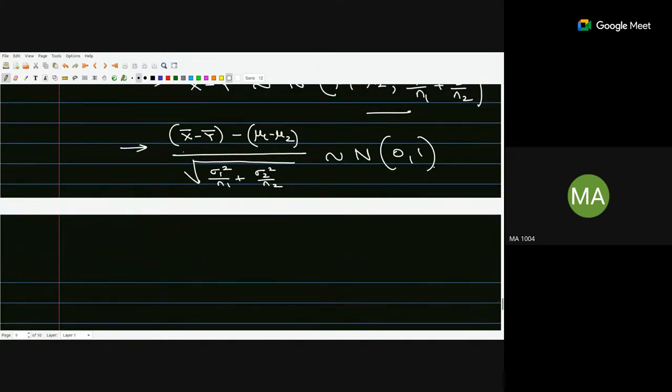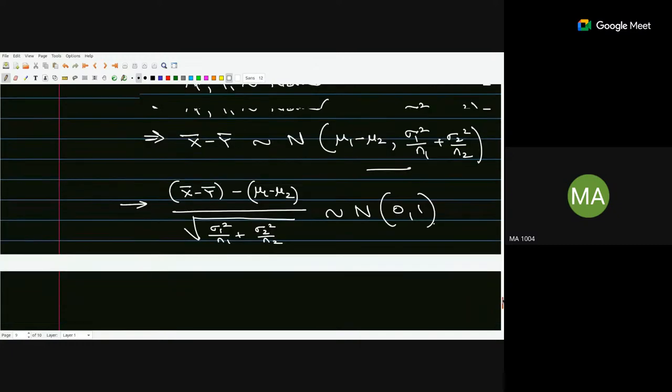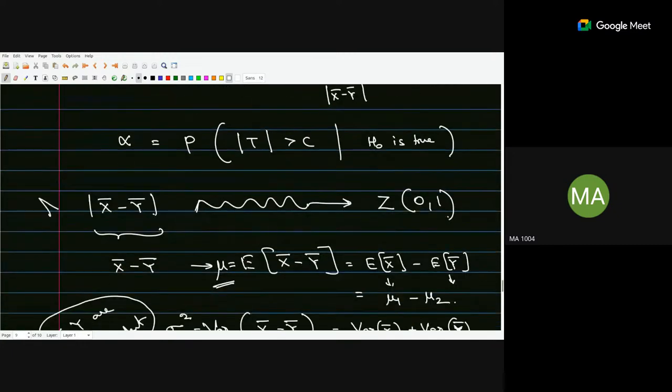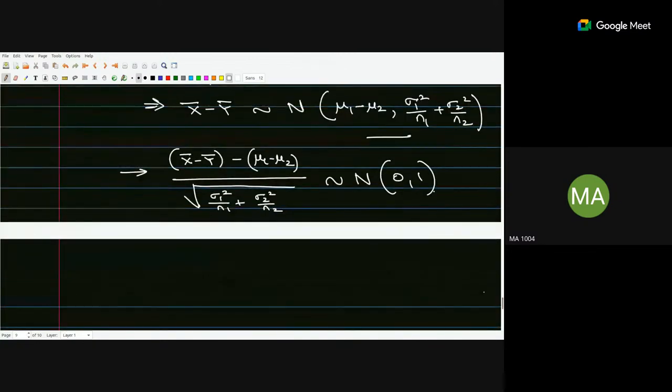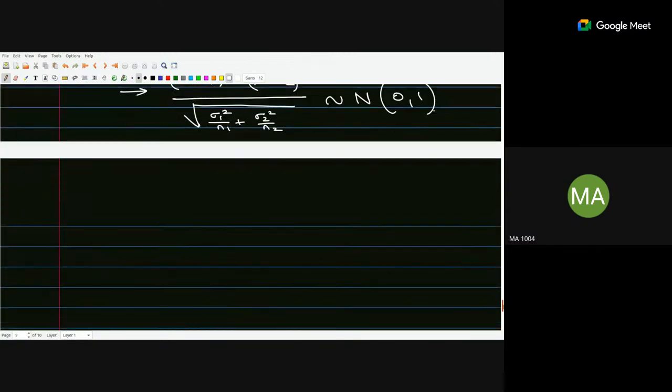I got this. So, where we started, what's our problem? Our problem is, we have something like modulo x bar minus y bar, and I should figure out something and convert it into standard normal 0, 1. Standard normal 0, 1, and I got it. I got this. Okay. Now we are going to use that.